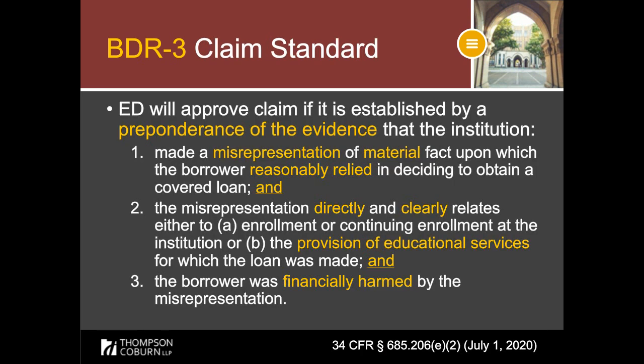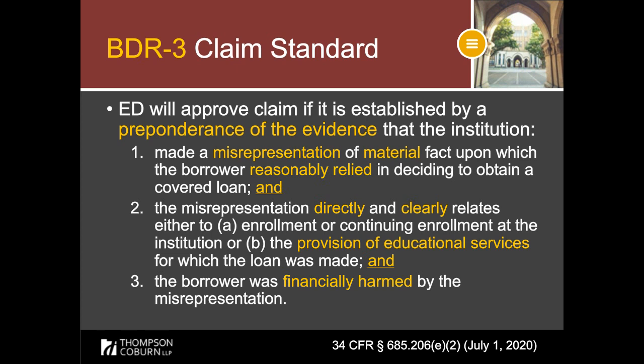First of all, the claim standard. I've said there's a single sort of standard that revolves around misrepresentation. So the department will approve a claim if it's established by preponderance of the evidence that an institution, so in other words, this is the circumstance under which they would approve a borrower's defense, right? If it can be established by preponderance of the evidence that the institution made a misrepresentation of material fact upon which the borrower reasonably relied in deciding to obtain a covered loan, and the misrepresentation directly and clearly relates either to enrollment or continuing enrollment or the provision of educational services, and the borrower was financially harmed.